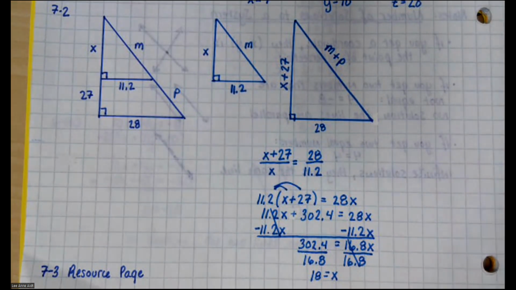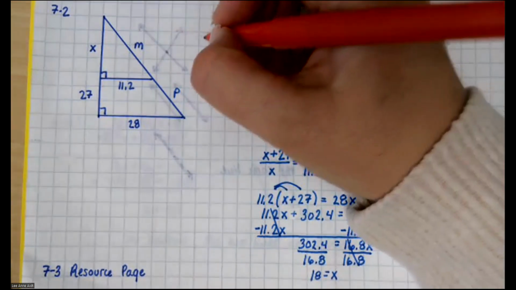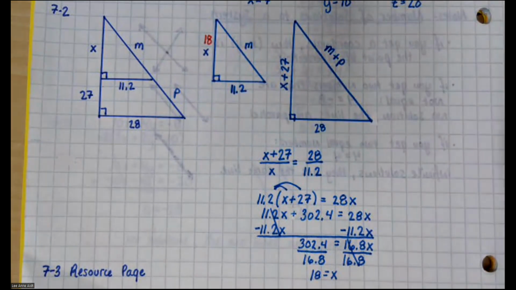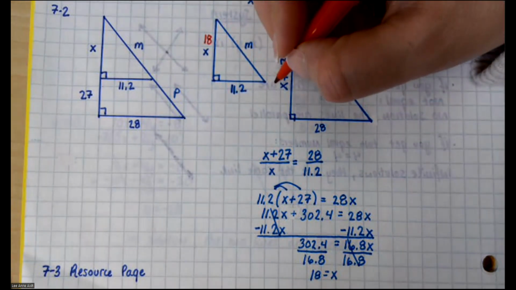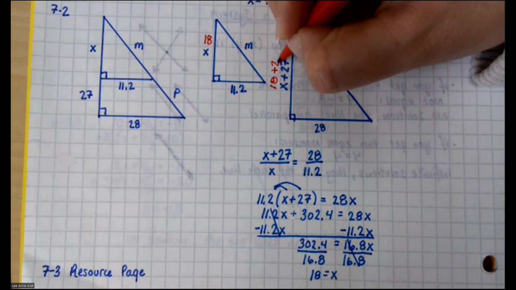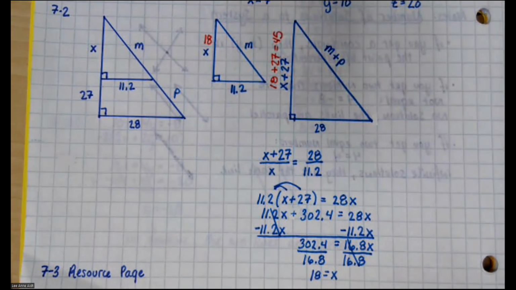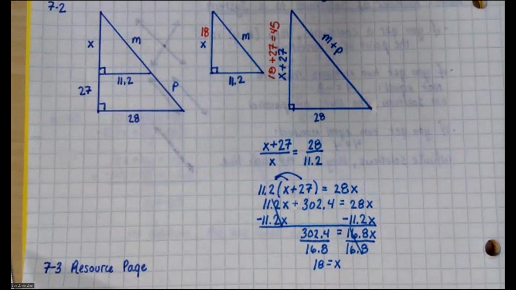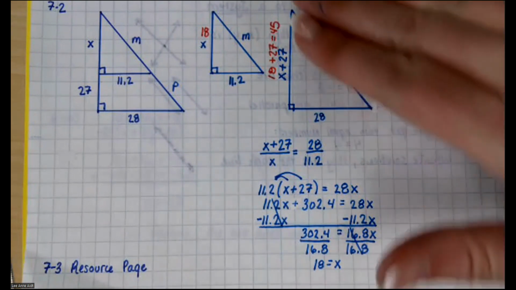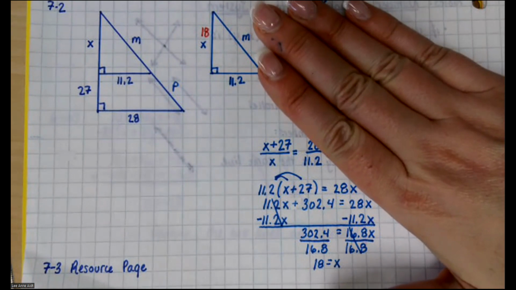Now I'm going to go back in and fill in the stuff that I know. I know this is 18 now. And I know this is 18 plus 27, which is 45. Do I know everything about the triangles now? No. What do I still need? M and P. Okay, just look at this one only. How do I get M from a right triangle like this?